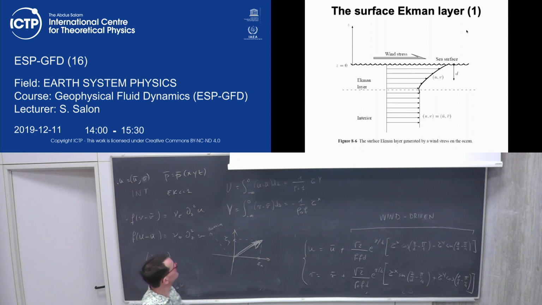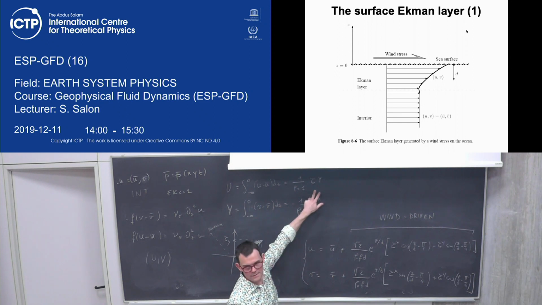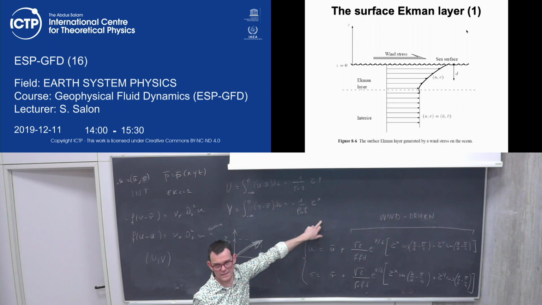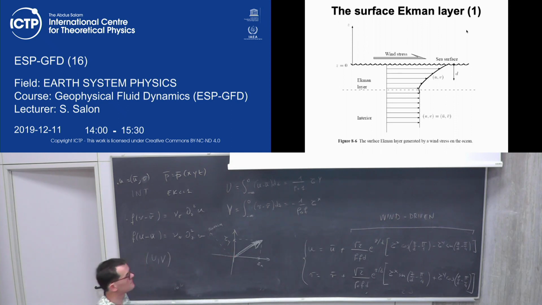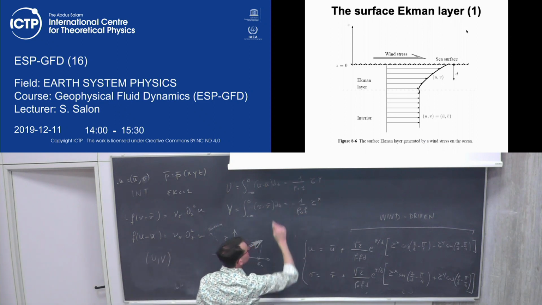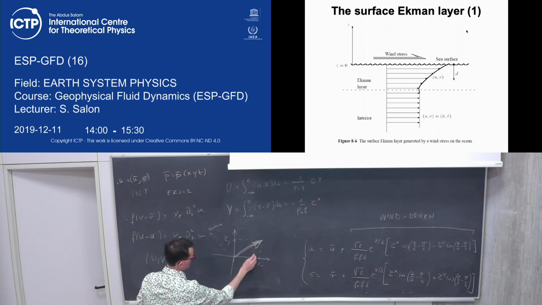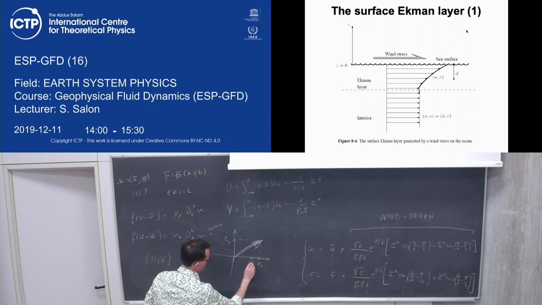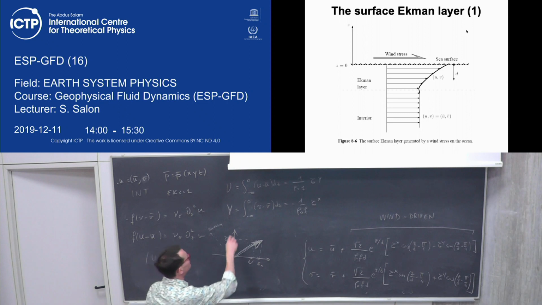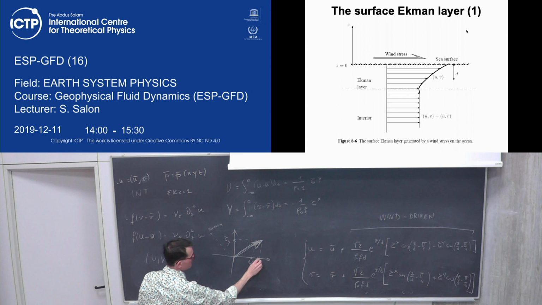Come on. So U is proportional to Ty. V is proportional to minus Tx. So let's consider this like 1. Okay? So U is equal to Ty, this is U. And this is V, which is minus Tx.